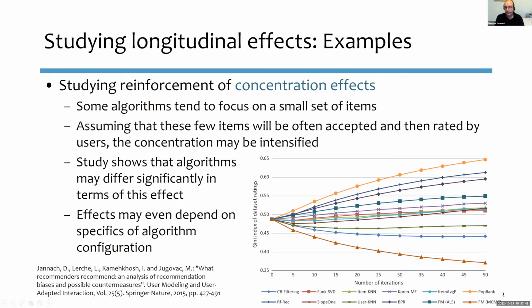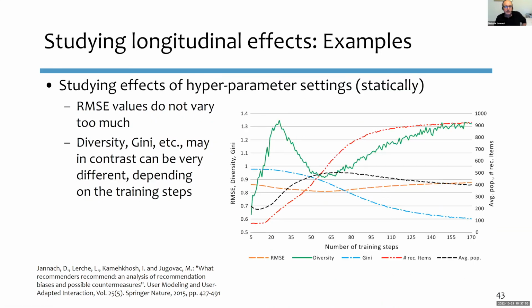So this is a very simple simulation, not with agents. Here was another side result from that paper. It turned out that what the recommender recommends, whether it's diversifying or concentrating, can depend on the hyperparameters, on how you tune it.